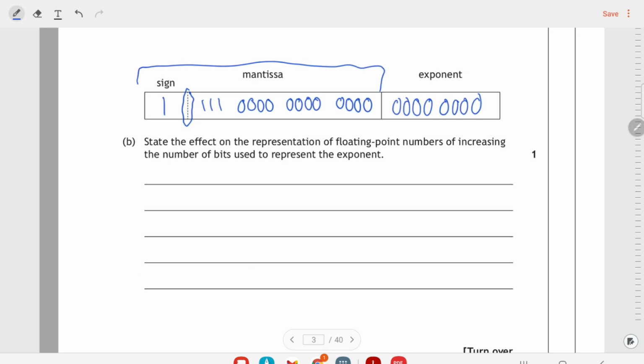Then we have to state the effect on the representation of floating point by increasing the number of bits in the exponent. So if I had a bigger exponent, because I could represent a bigger number, then it increases the range of numbers that I could represent. So it increases the range. It's actually quite a big space to write quite a short answer. If you'd been changing the number of bits in the mantissa, that's affecting the precision, but changing the number of bits in the exponent is going to change the range of numbers that you could represent.